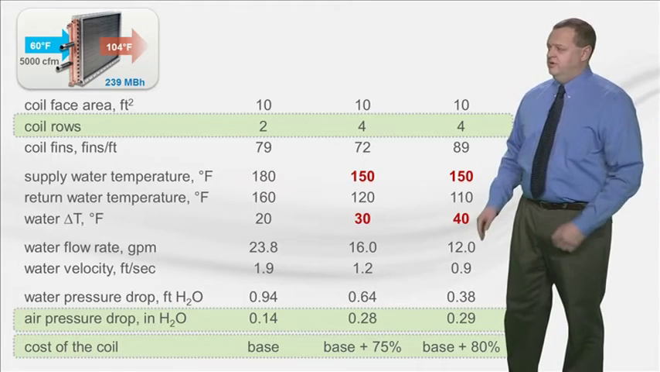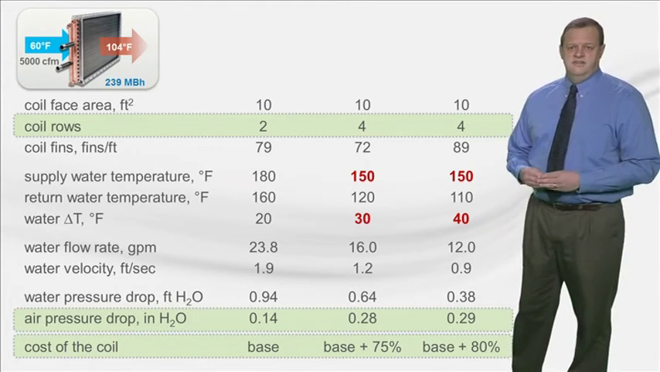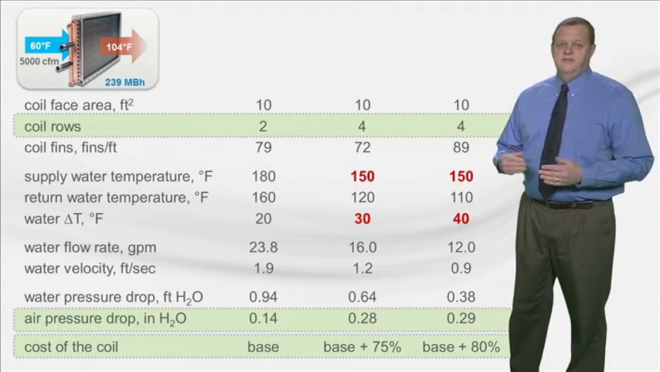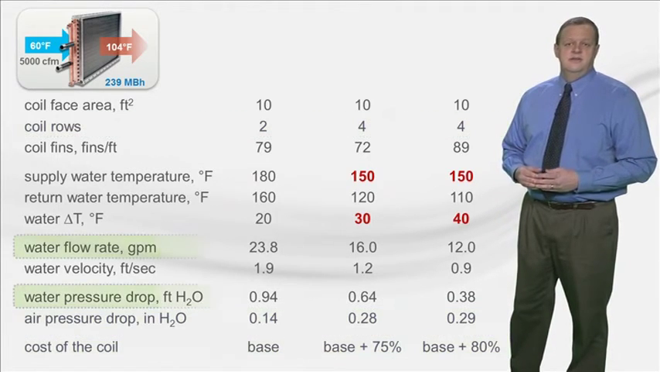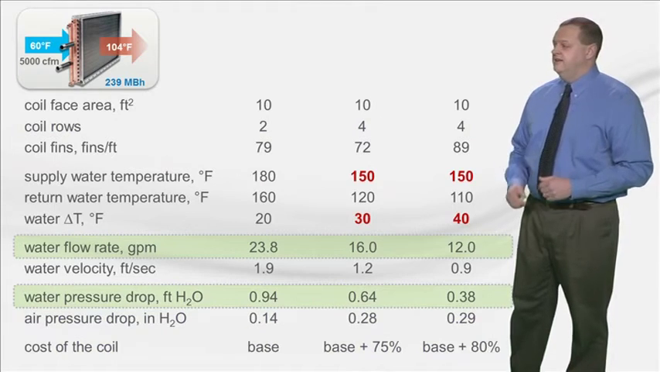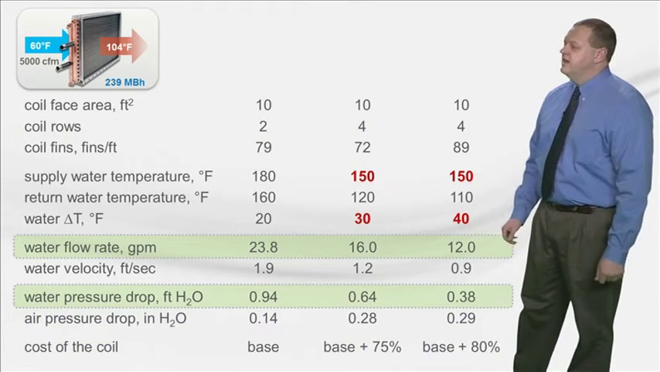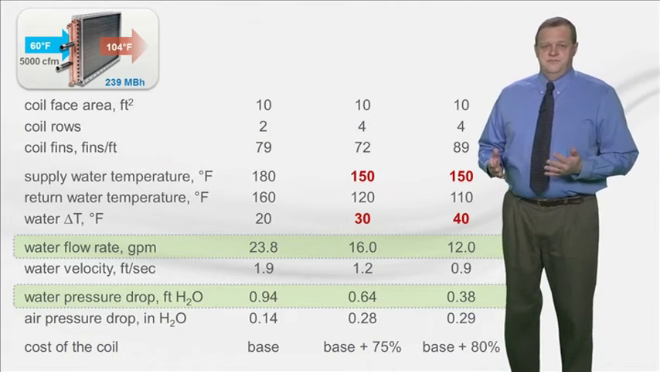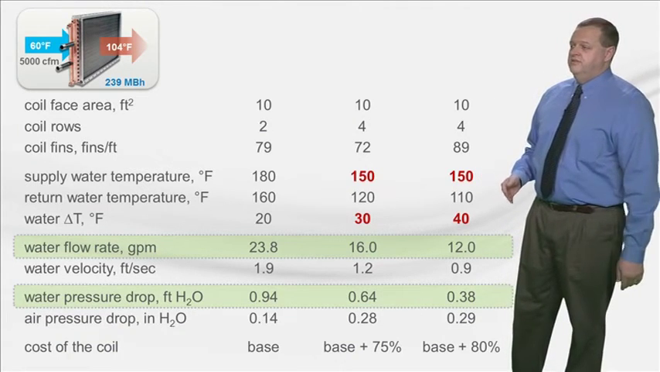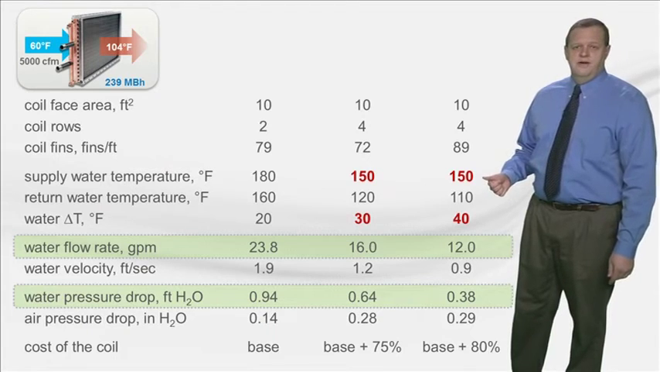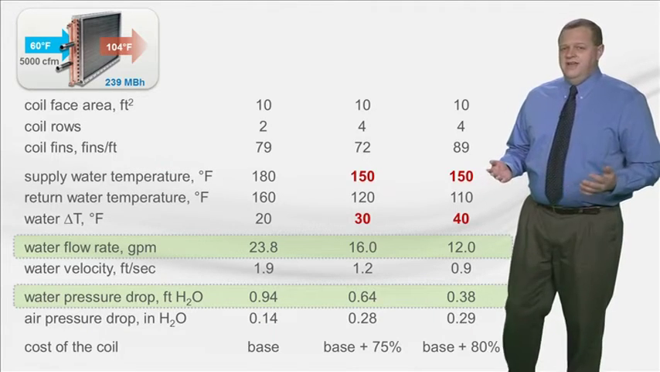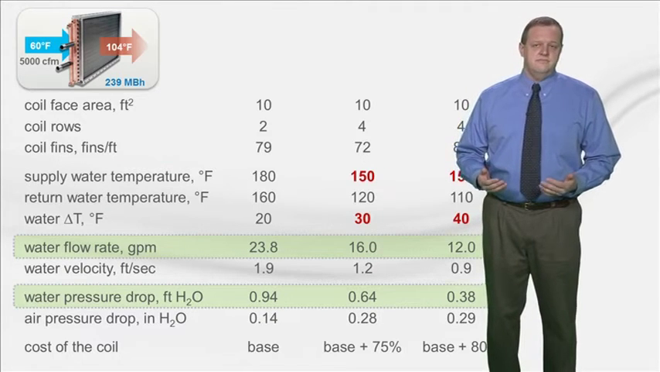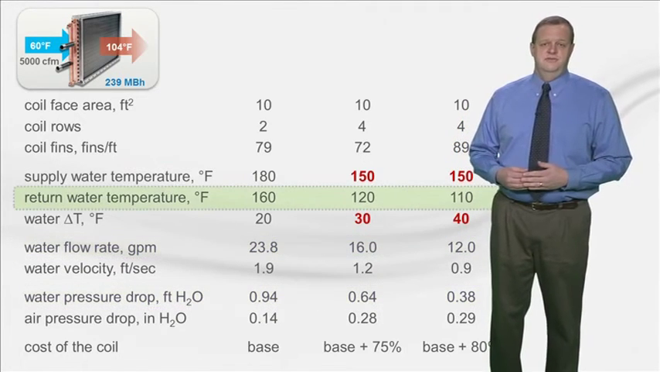Again, this increases the pressure drop and the cost of this coil. As you can see, adding rows had more of an impact than adding fins. But again, the big impact is a much lower water flow rate and a lower water pressure drop. There's another benefit here. A boiler is more efficient when it's making the lower supply water temperature. So why has 180 degrees been such a common design choice for so long? It has to do with the return water temperature.